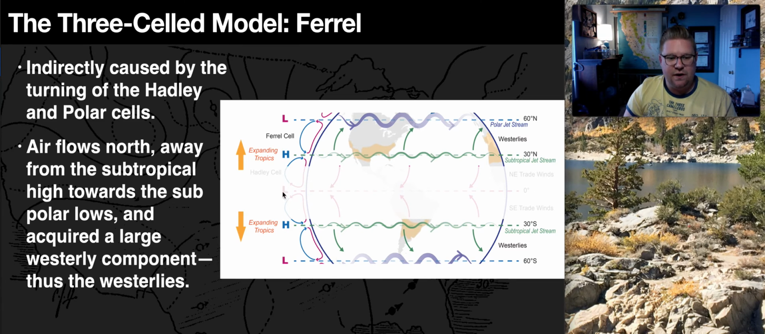So this is now your Hadley system from 0 to 30. Now we're looking at the Ferrel system from 30 to 60 degrees. We live here in Los Angeles, so we deal predominantly with the Ferrel cell system.